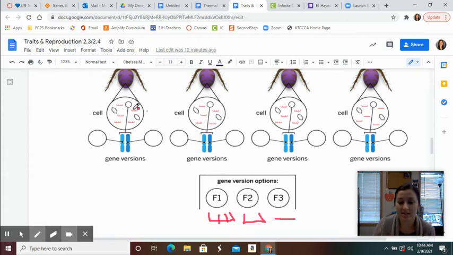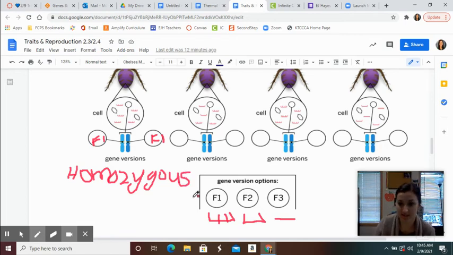So you're going to look into the cell and so you can see, oh, I only see F1 and F1. So that would make this one homozygous, which we have our 2 terms, heterozygous and homozygous. Homozygous is when the 2 gene versions are the same, and heterozygous is when the 2 gene versions are different. And so you're going to go through each one.